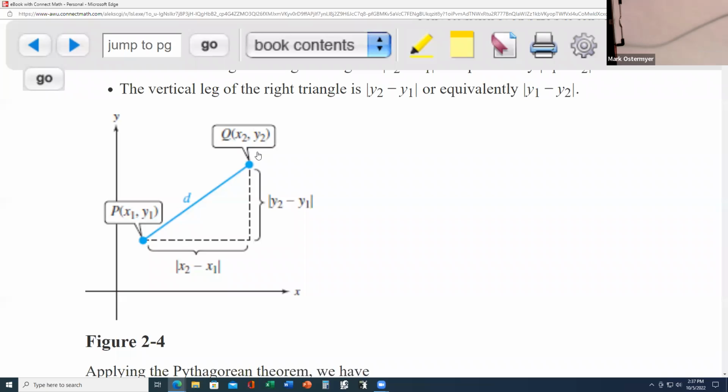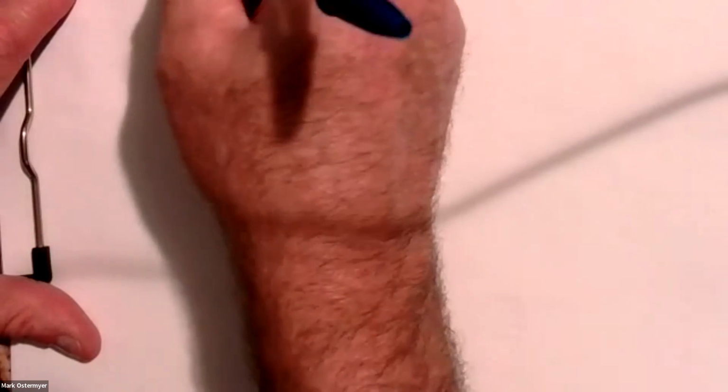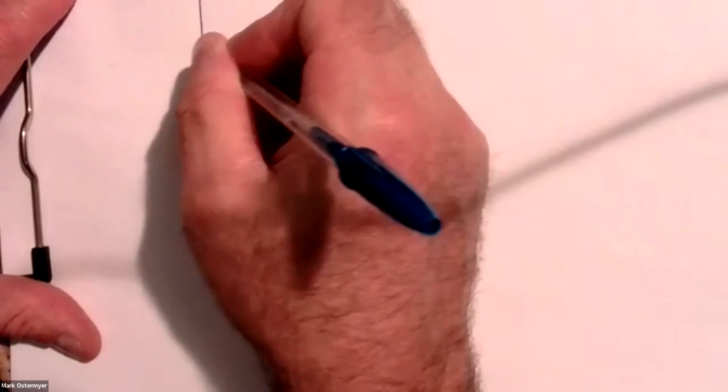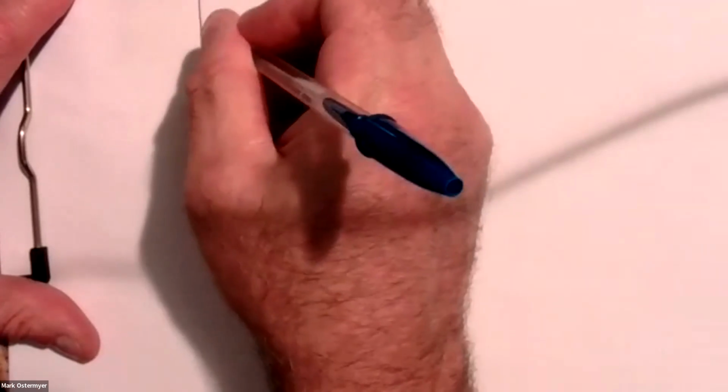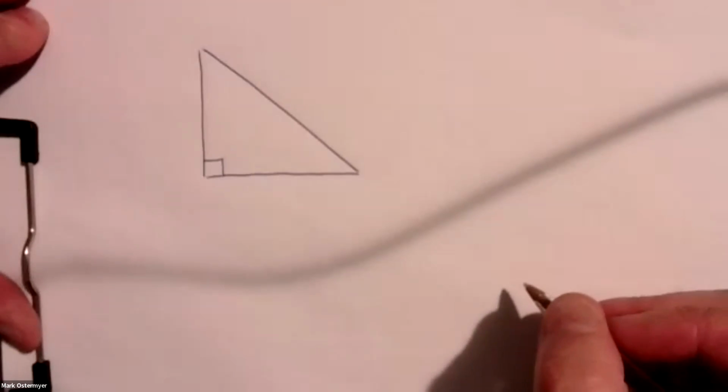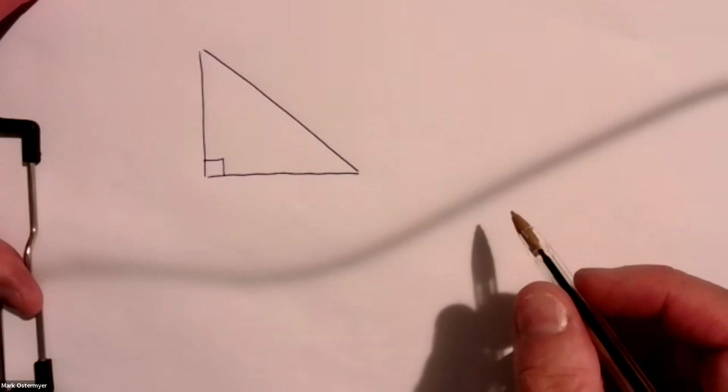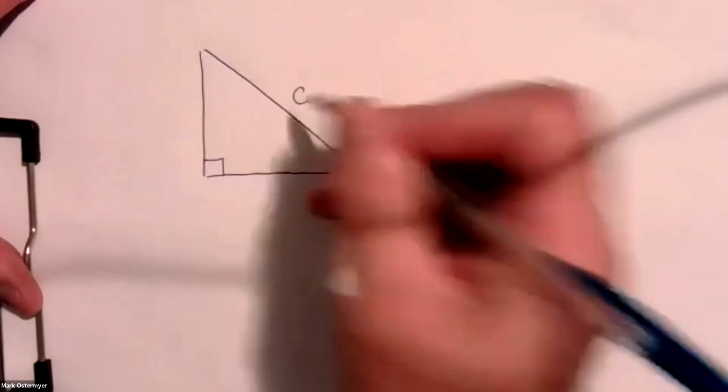To do so, we would tap into the Pythagorean theorem. The Pythagorean relationship's been around for thousands of years, and basically it says this: given any right triangle, and of course to be a right triangle, a triangle has to have a right angle in it, which means a 90-degree angle in it.